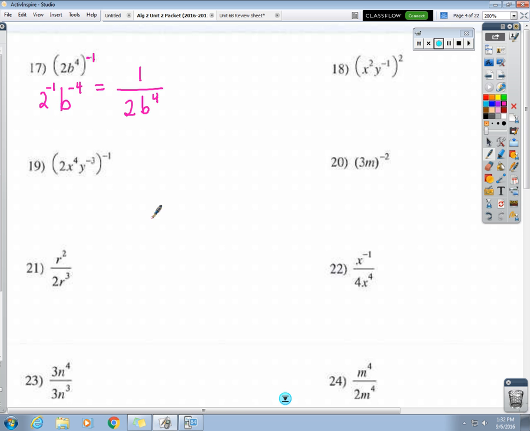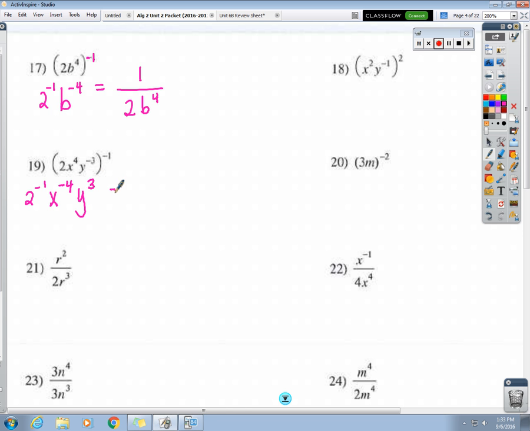Okay, number 19. Same thing, you just got a lot more going on inside the parentheses. So you have to raise the 2 to the negative first power, the x to the 4th to the negative first power. What will that then become? X to the negative 4, and y to the negative 3rd to the negative 1st will become y to the positive 3, right?